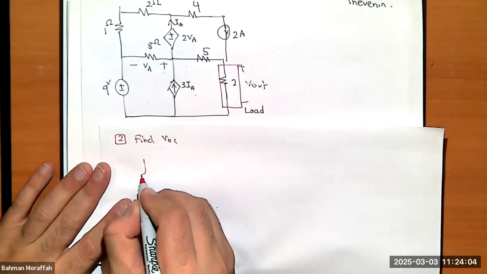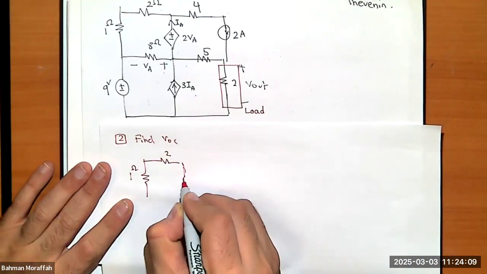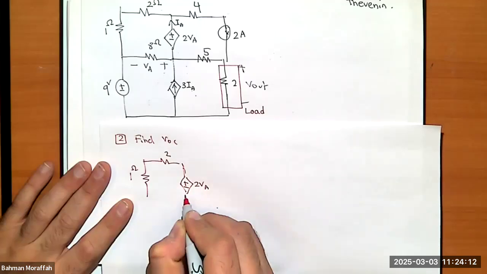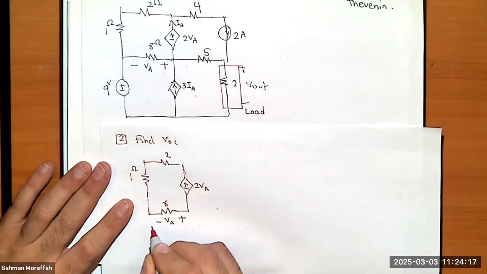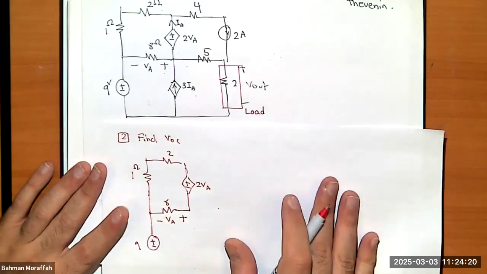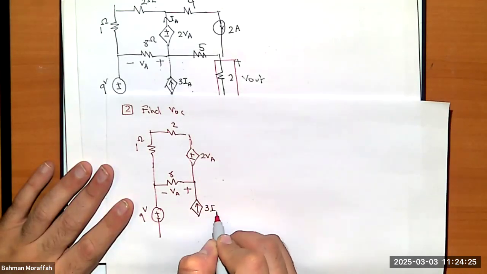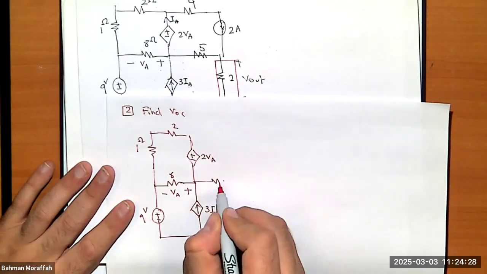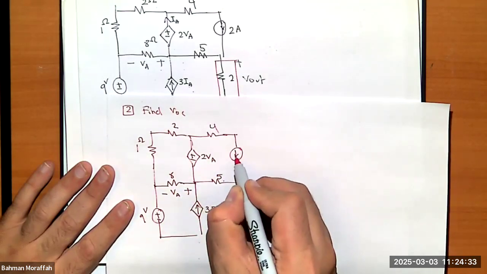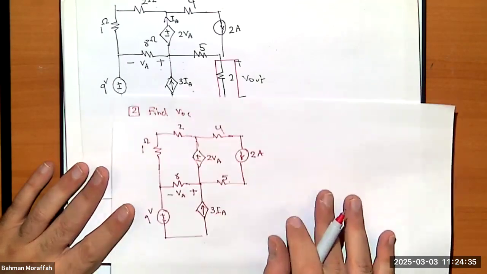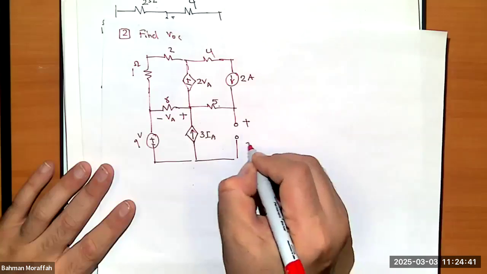So my circuit would look like this. I have a 1 ohm. I have a 2 ohm. I have 2VA. 8. This is VA. This is 9 volts. This is 3IA. This is a 5. This is a 4. And this is 2 amps. And the idea is that I have to remove the load, leave it open, find the open circuit.